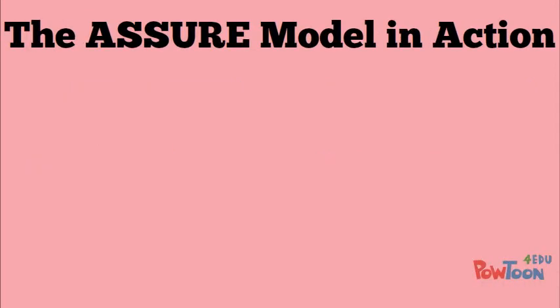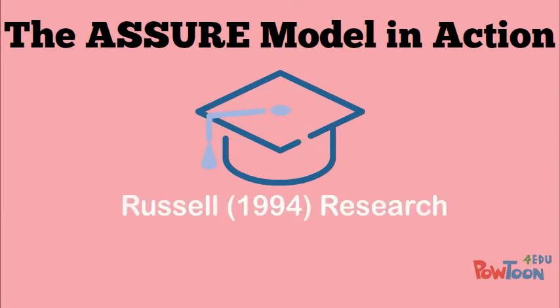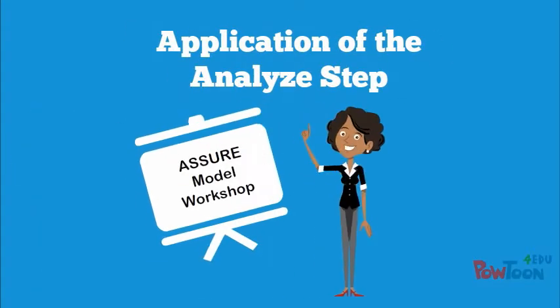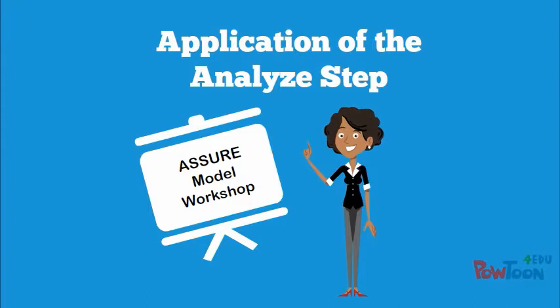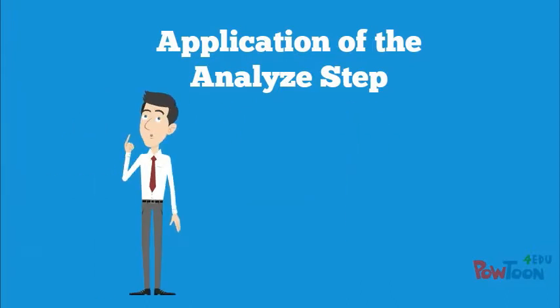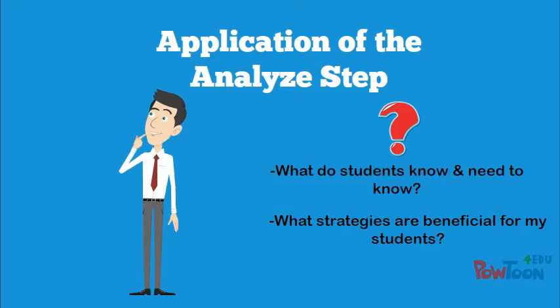The Assure model is mostly used in the field of education. An example of the use of this model can be seen in Russell's research in improving technology implementation. In Russell's research, teachers attended a workshop to prepare their lessons with the Assure model. Teachers began by analyzing the needs of their students by asking various questions, such as, what do students know and need to know? What strategies are beneficial for my students?